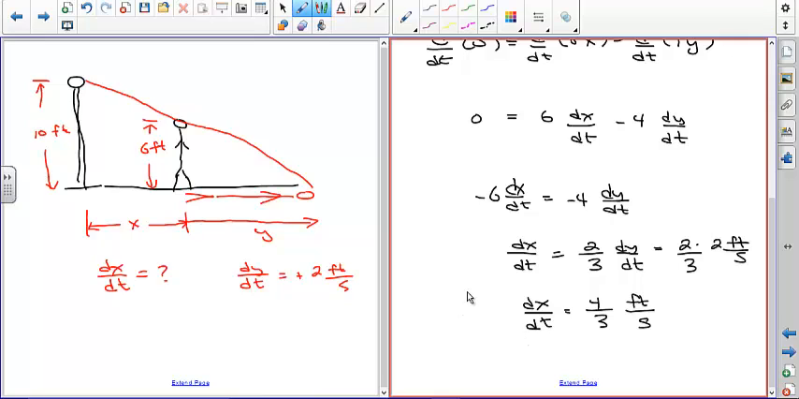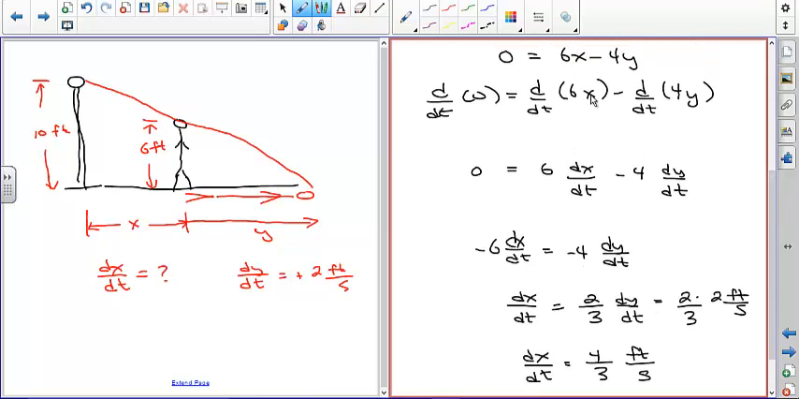So there's your answer, right? When you take the derivative of this, the derivative of x is 1, but then you multiply it by dx/dt, and the derivative of y is 1, but you multiply it by dy/dt. If you solve for dx/dt, which is the speed he's moving, I moved this to the other side, made it negative, and divided by -6, which simplifies: -4 over -6 is 2/3. Then I plugged in my given dy/dt, which is 2 feet per second, and therefore he's walking at 4/3 feet per second. Okay, so that one's pretty easy.